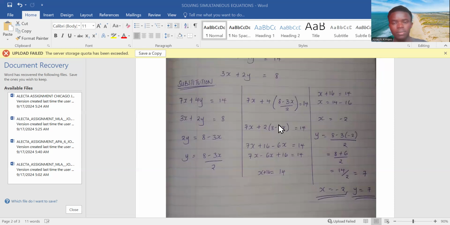Now solving this one, this 2 will cancel this 4, yeah? 4 divided by 2 is 2, and 2 divided by 2 is 1. So it will be 7x plus 2 into 8 minus 3x is equals to 14.